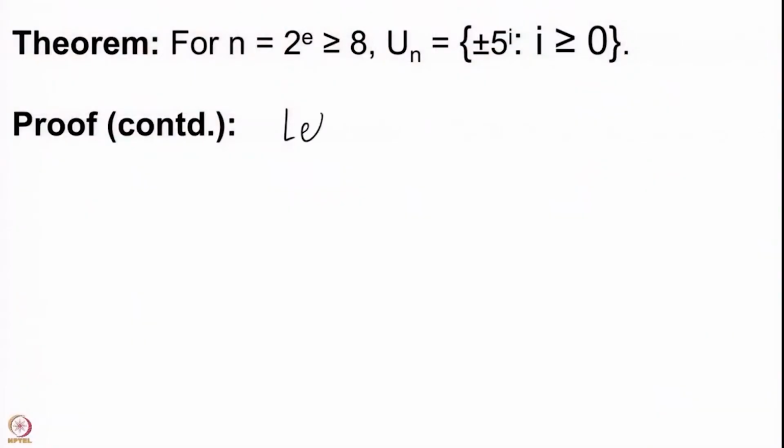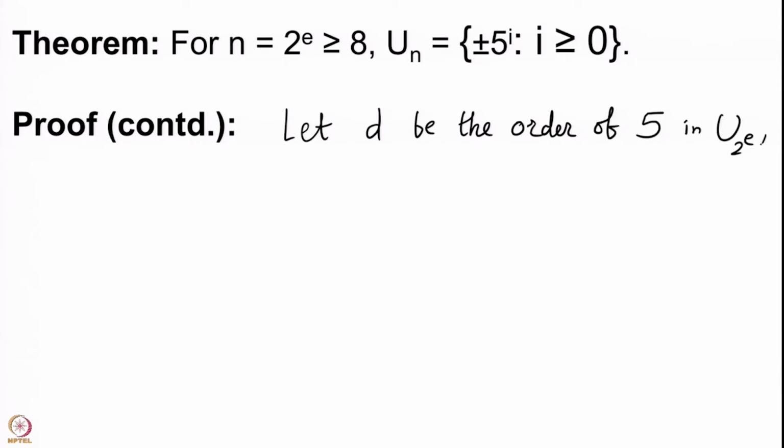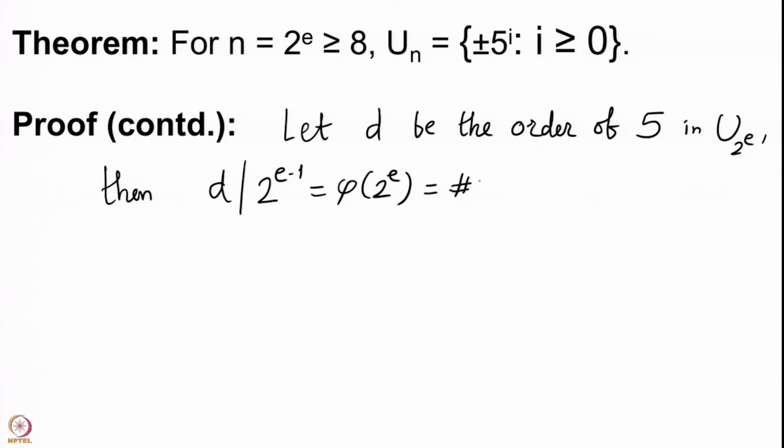So, let d be the order of 5 in U 2 power e, then we know that d has to divide 2 power e minus 1, which is phi of 2 power e, which is also the cardinality of this group U 2 power e.